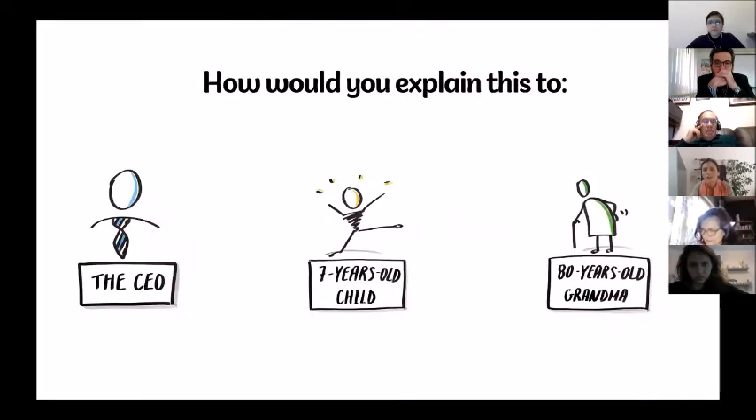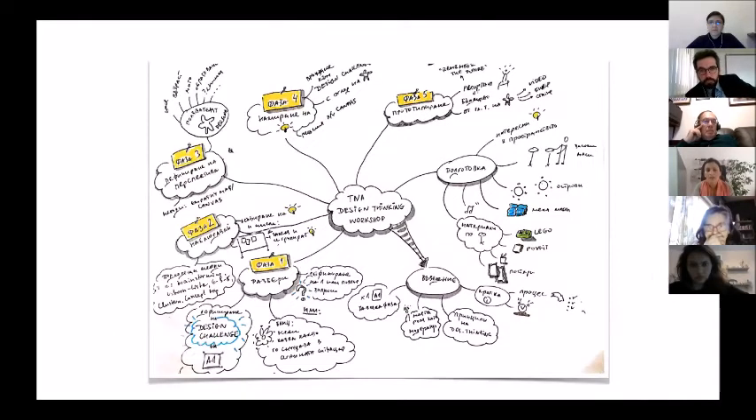Or here an exercise, for instance, after a training or a learning session or a lesson, to give students or participants the task to explain this to a CEO, a director of a company, to a 7-year-old child, and to a grandmother of 80 years. Okay, and here a mind map.